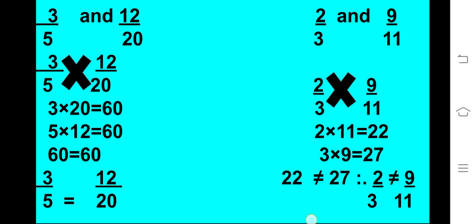So if two fractions are cross multiplied and the products are equal, then the fraction is an equivalent fraction. But if the two fractions are cross multiplied and the products are not equal, then the fractions are not equivalent fractions. This is how you have to cross multiply and find out whether it is an equivalent fraction or not. So this is what we have learnt in fractions.